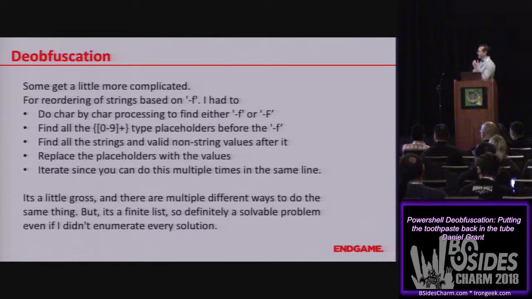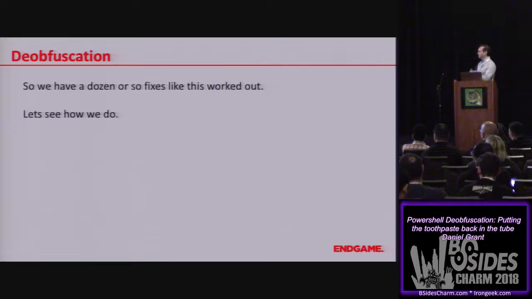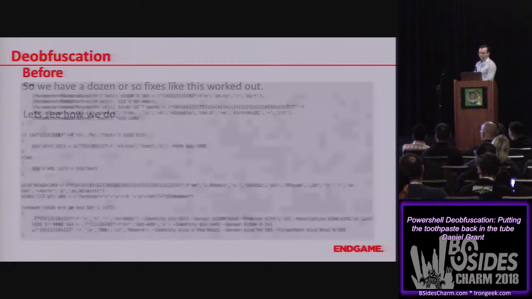But there are multiple different ways to do this, too. You can do replace, invoke, and a couple other things like that. But it's a finite list. These are all definitely solvable. And I think I enumerated most of them in the code, but maybe not hit all of them, but it's definitely a solvable problem. So we have a dozen or so of these little fixes to match all the stuff that's in Invoke-Obfuscation. So let's see how we do.